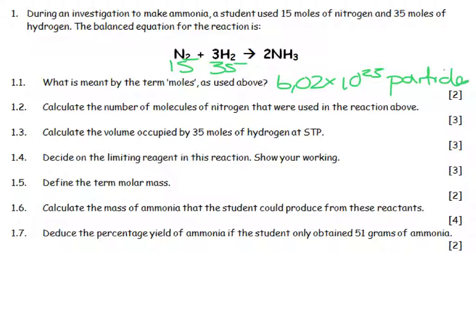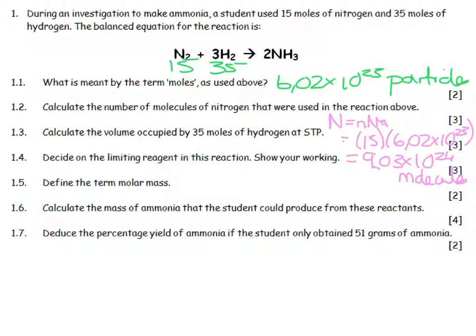Calculate the number of molecules of nitrogen that were used in the reaction above. So the number of molecules is equal to number of moles times Avogadro's number, which is simply equal to 15 times 6,02 times 10 to the 23, and I land up with 9,03 times 10 to the 24 molecules.